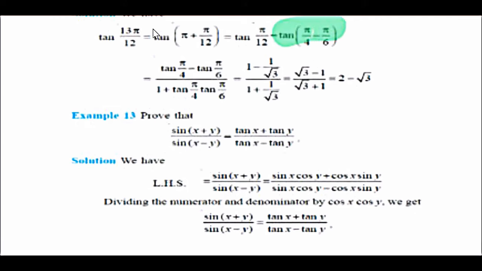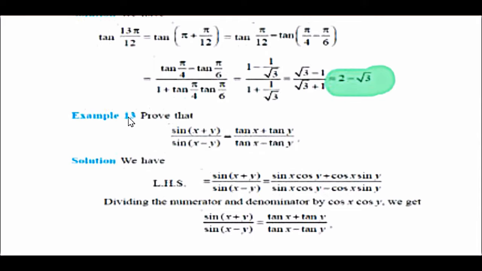Now this is tan of A minus B, and we know this formula. So tan A minus tan B by 1 plus tan A tan B. So this will be tan pi by 4, you know is 1, tan pi by 6, you know is 1 by root 3. So just place it here, the value will be 2 minus root 3.